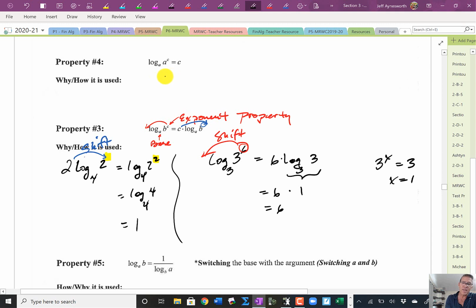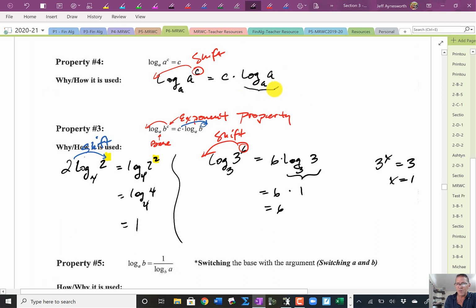All right, so let's take something we know. We have log base a of a to the c power. Again, we're going to take this exponent and shift it to the coefficient, or rewrite it, and then you have c times log base a of a.